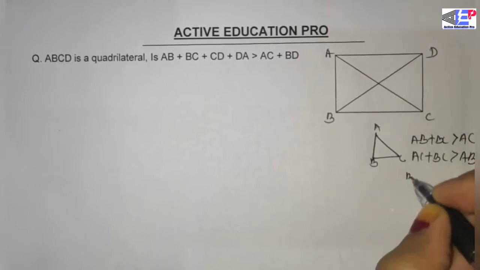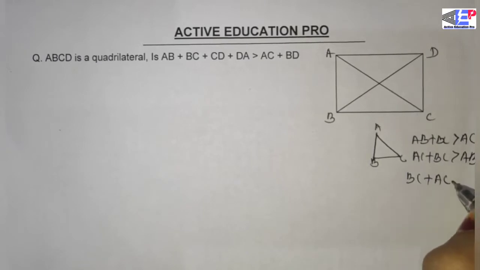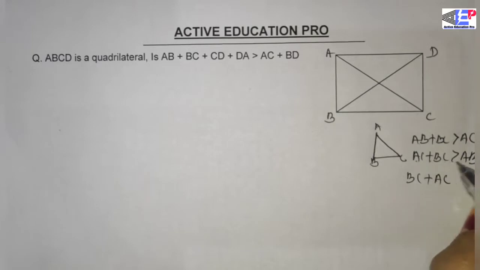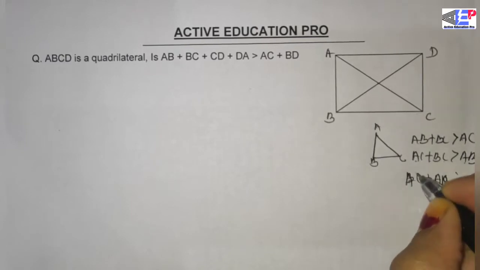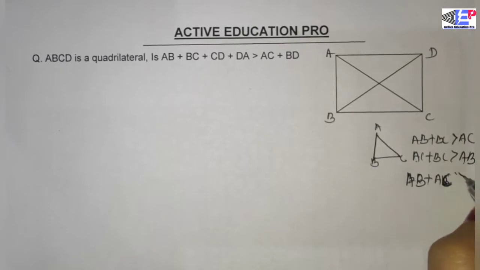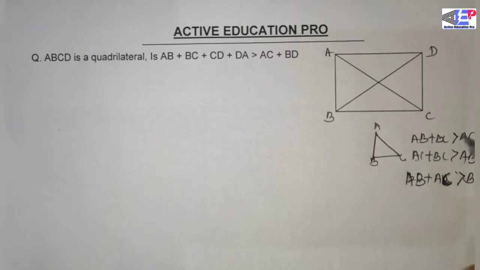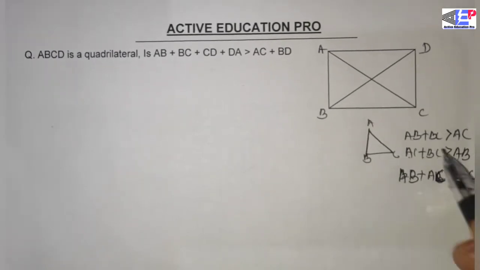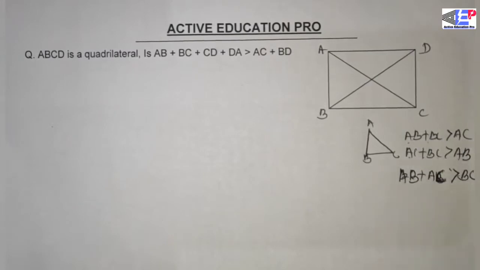and AB plus BC greater than AC, AC plus BC greater than AB, and AB plus AC greater than BC. These three rules a triangle must satisfy about its sides. The sum of any two sides is greater than the third one.